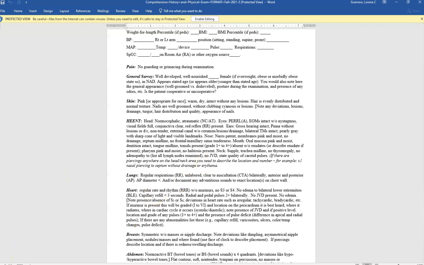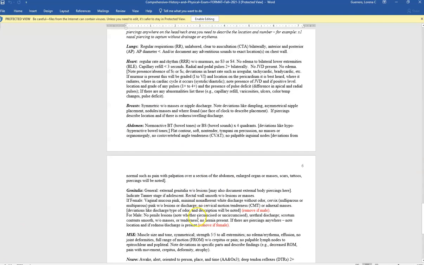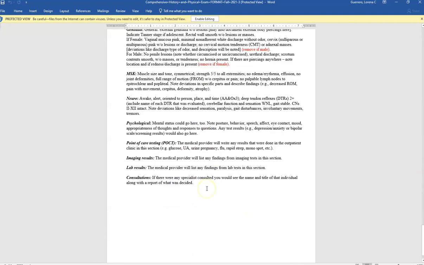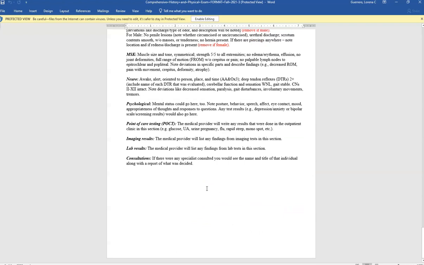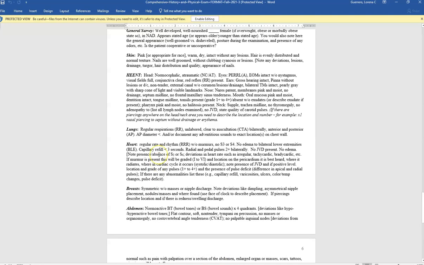Other than that, I think we're done. You can look at all these things, and these are some additional testing things that might have been done either in the office or in the emergency room, or consultations that they might have obtained that cover some of these things. But other than that, I wish you guys luck.